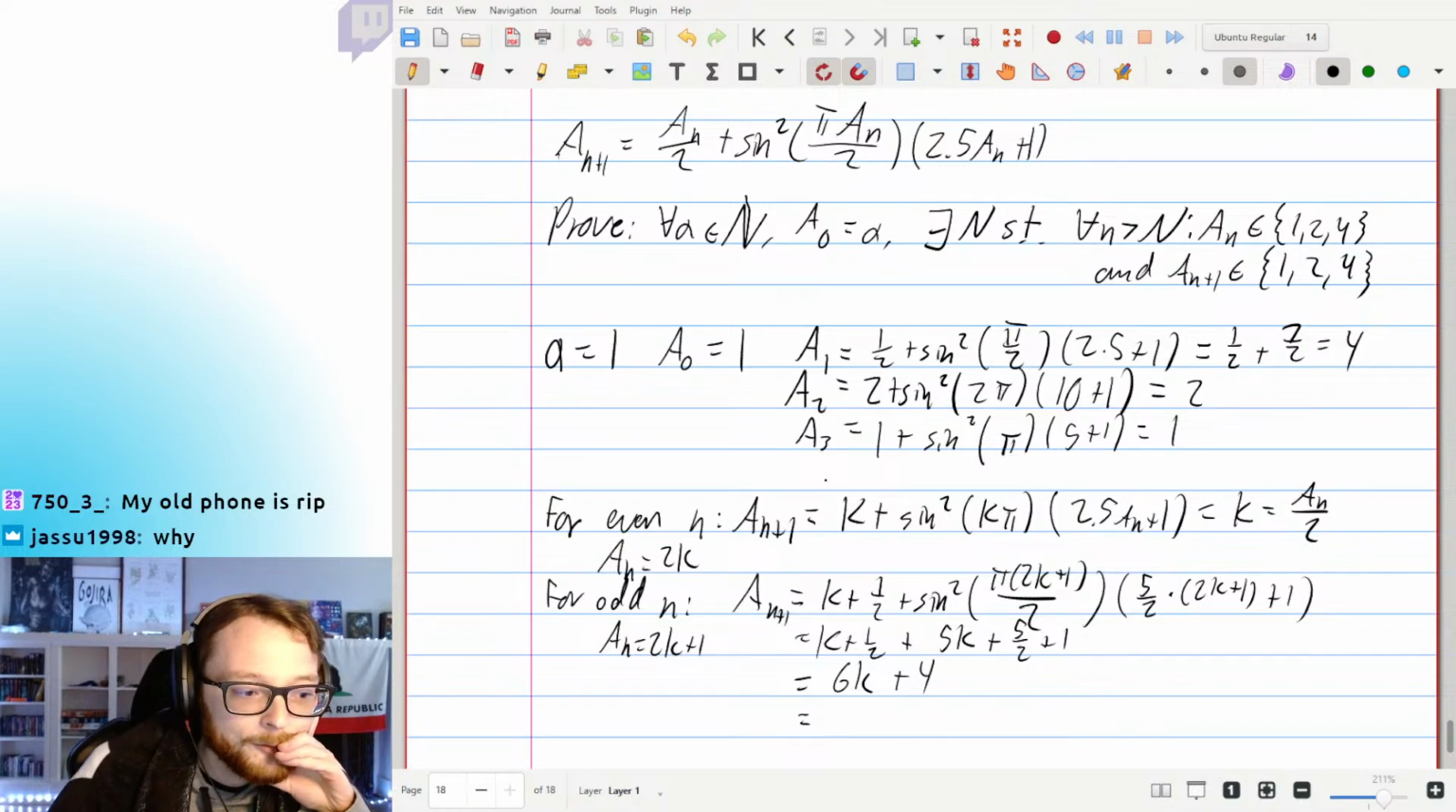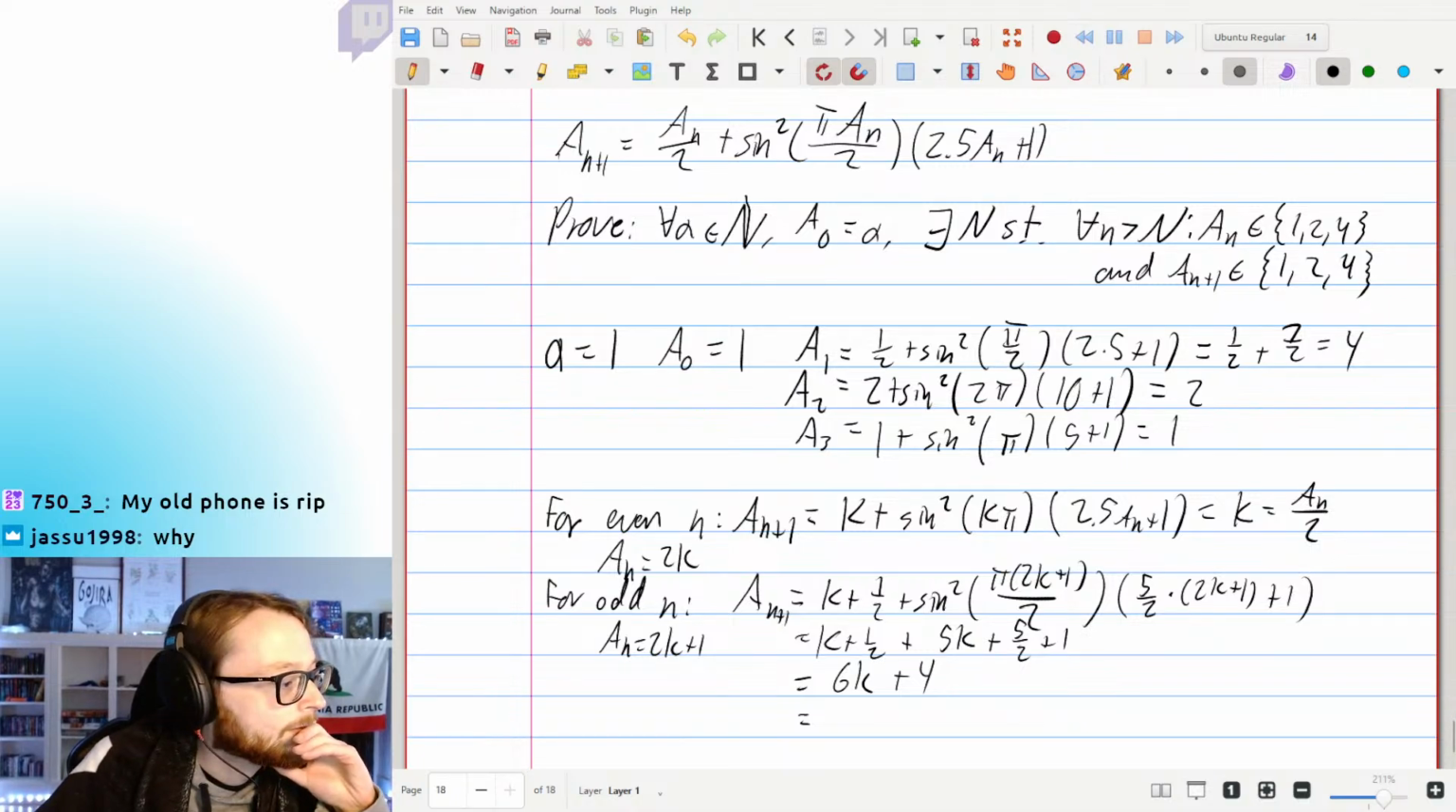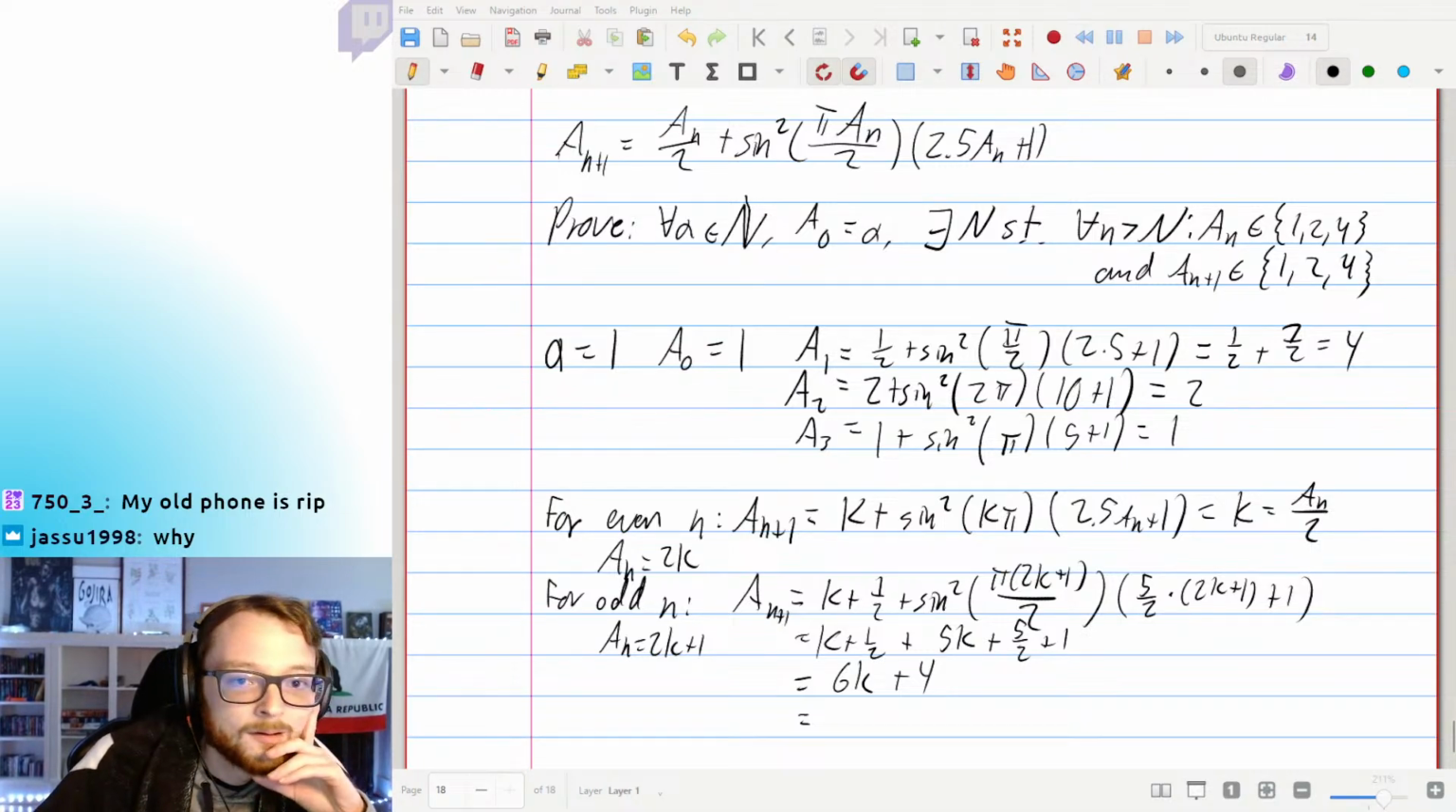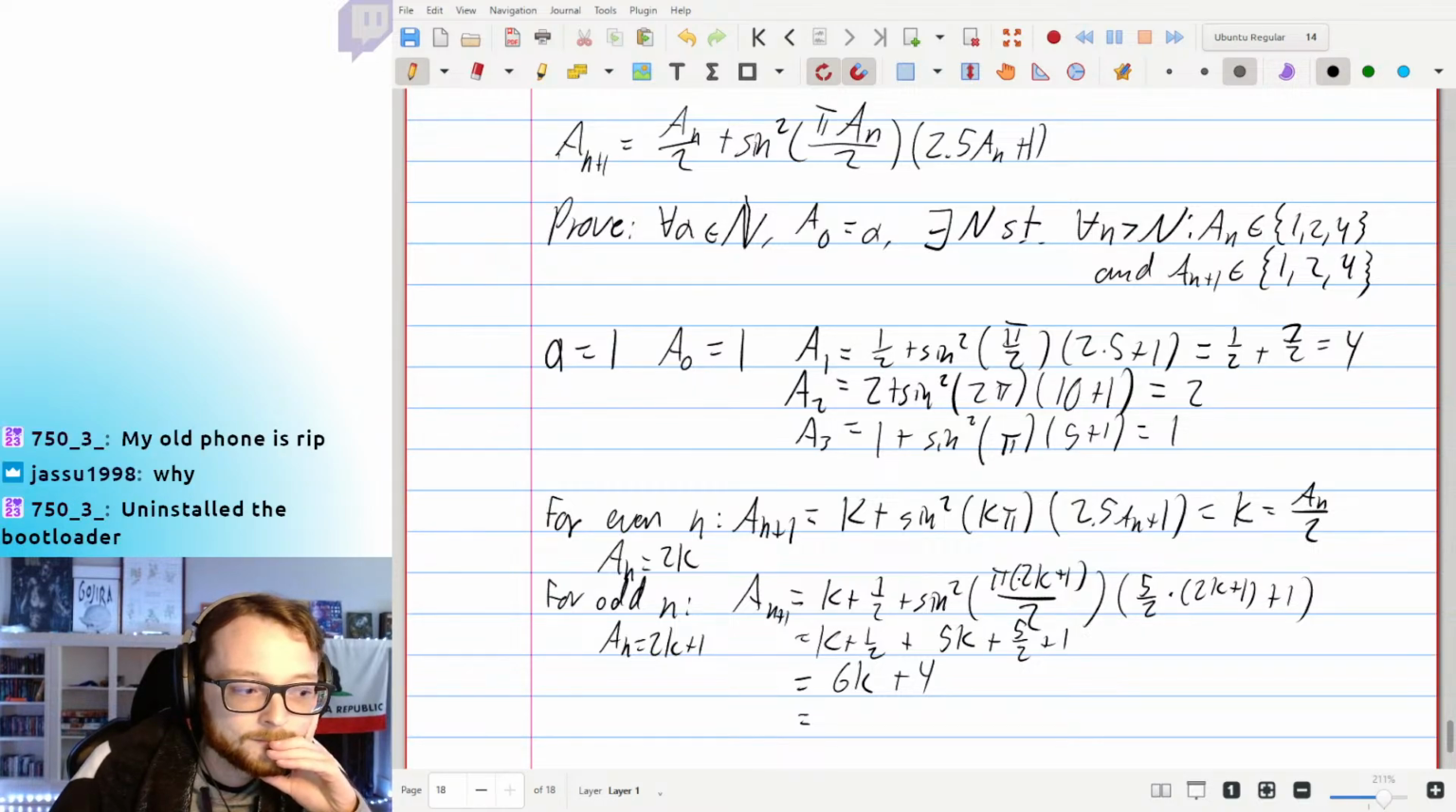Your old phone was ripped? Oh no, 750. Uninstalled the bootloader? Oh, do you have it jailbroken or something? Why? Or oh, because why to the phone?